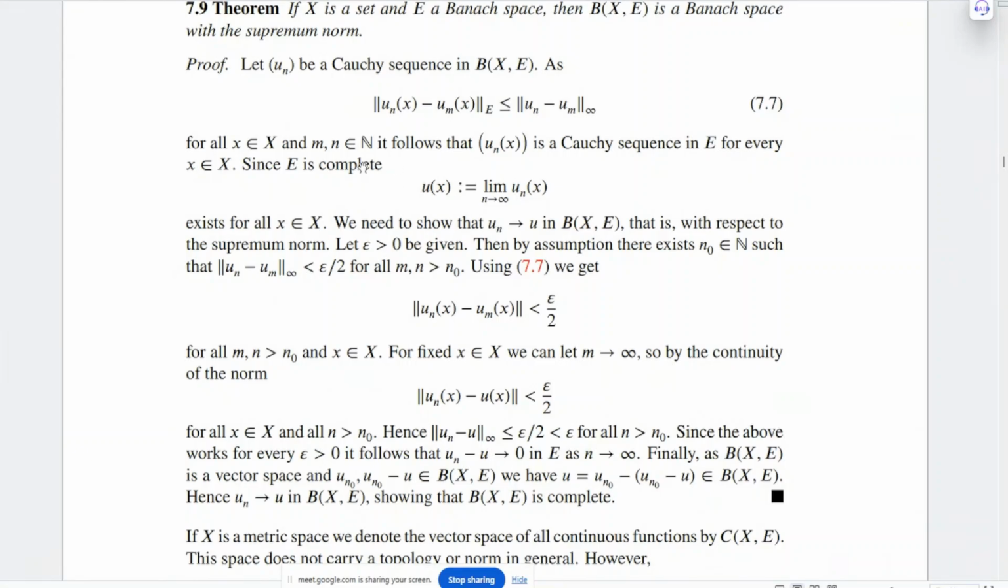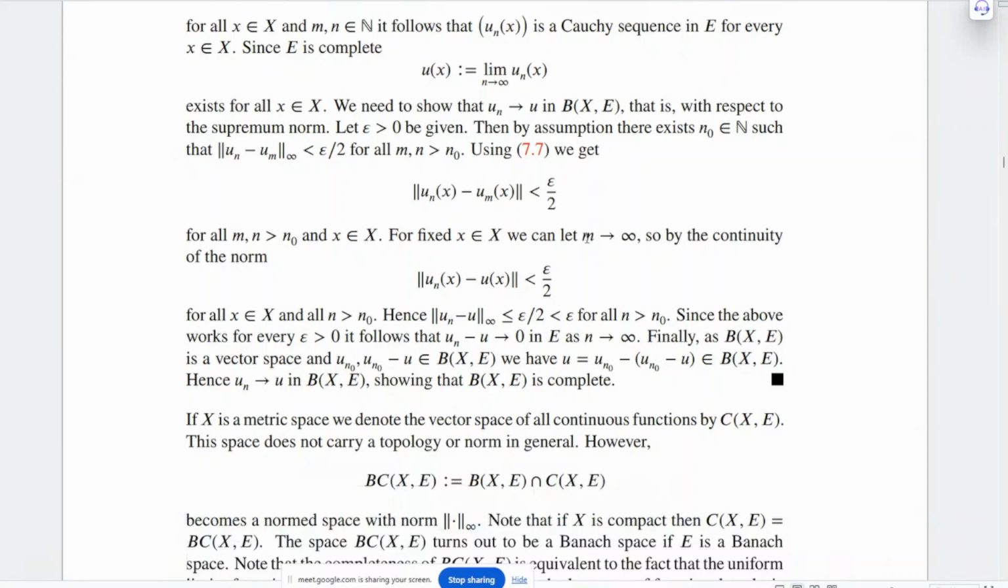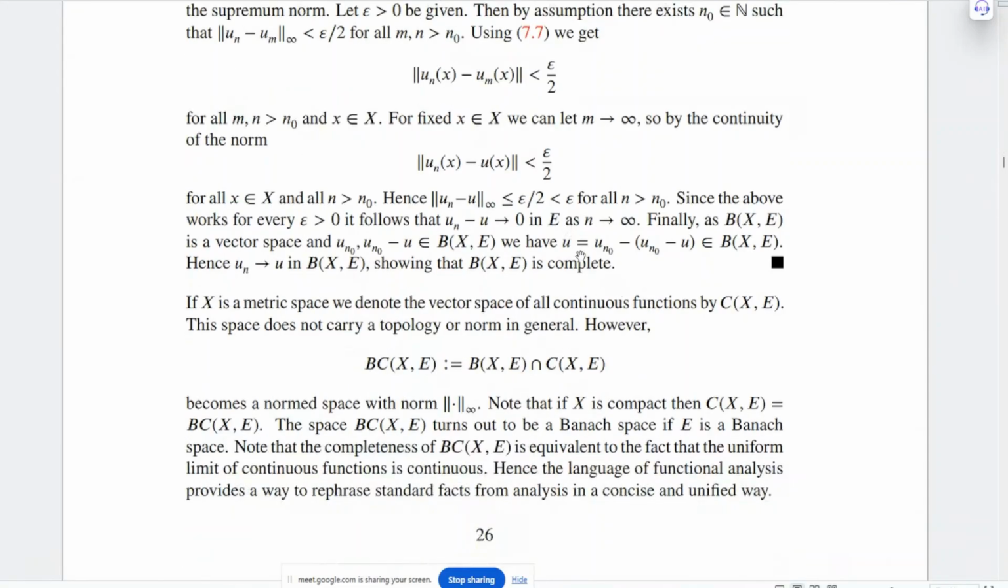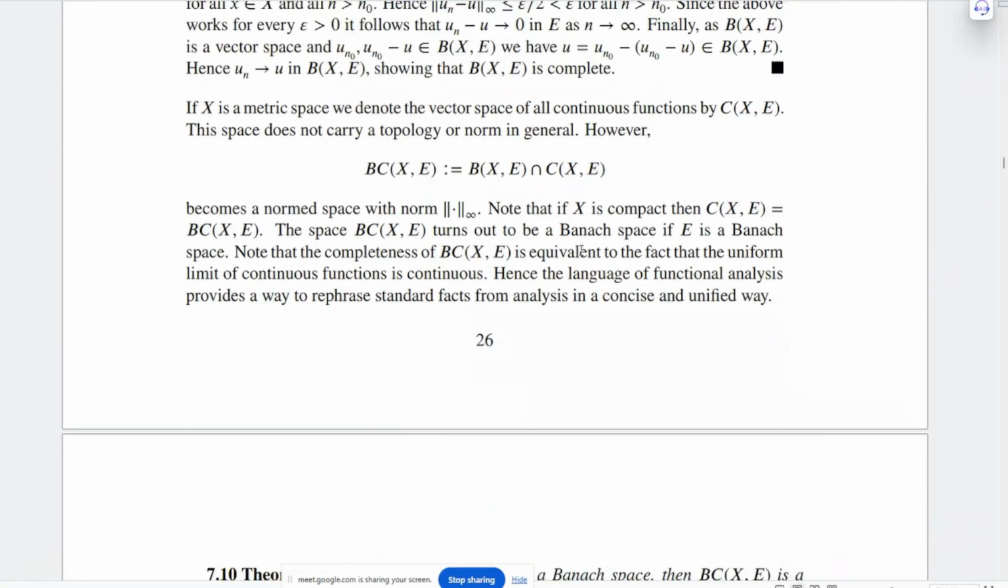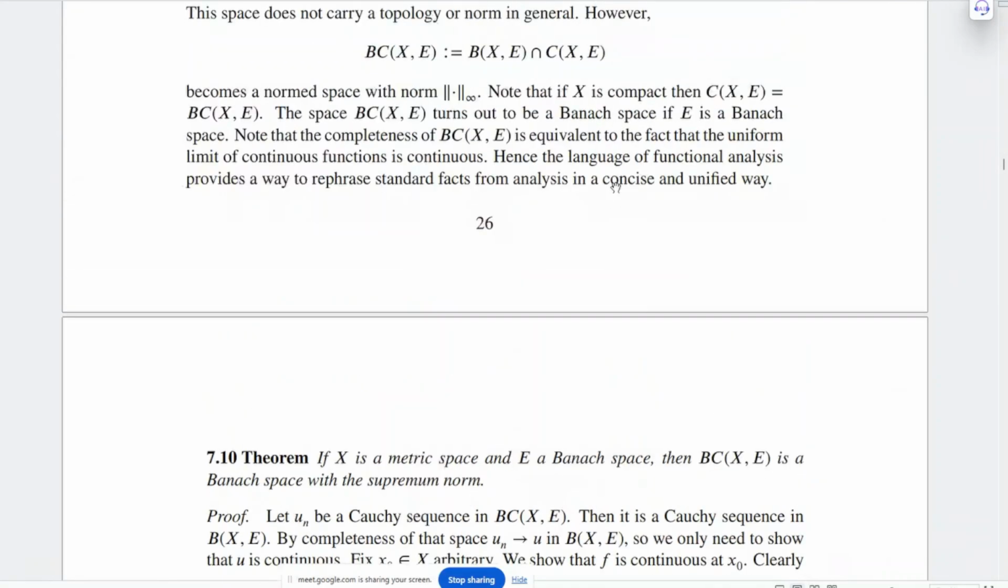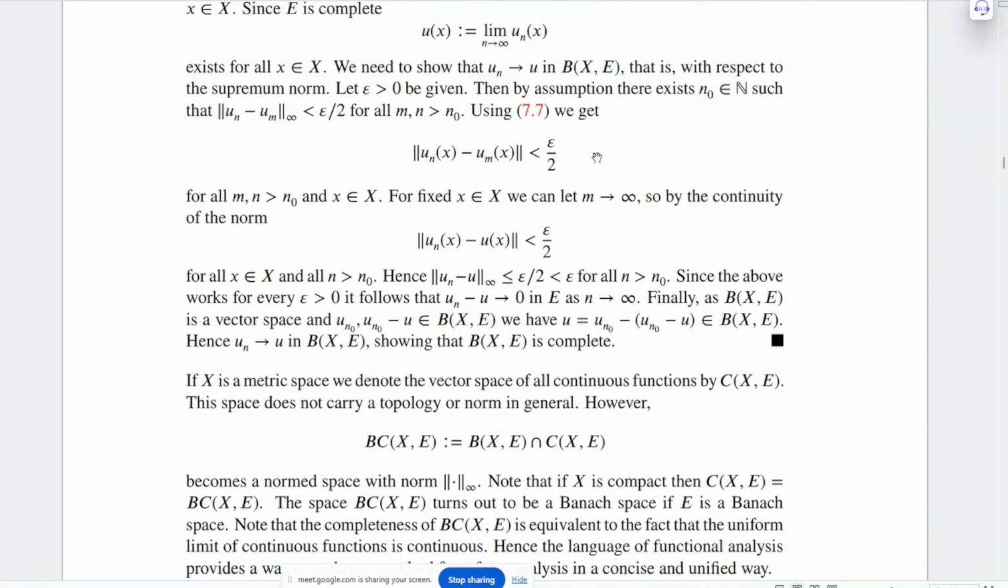Since E is complete, this sequence will converge in E. So define the limit, for each fixed x: the limit as n goes to infinity of u_n(x) to be u(x) for all x. So what we show now is that this is a point-wise convergence for each x. Now we show that this u_n converges to u in the infinity norm. That's a simple proof. I will not bother you with it; it is obvious.